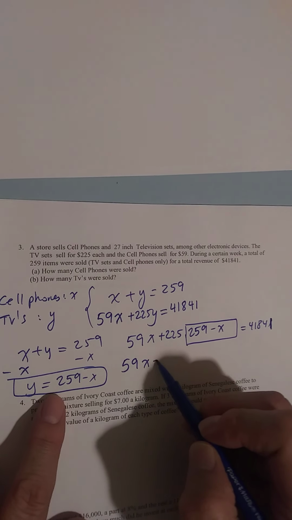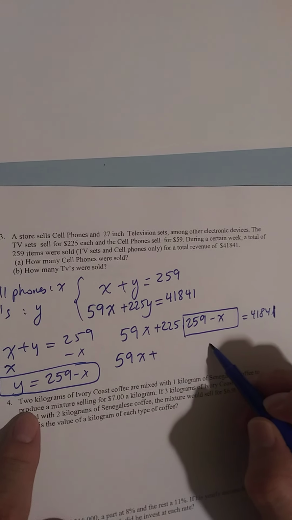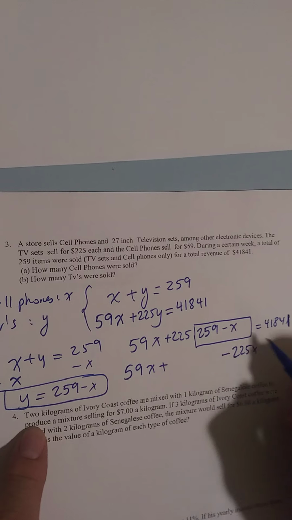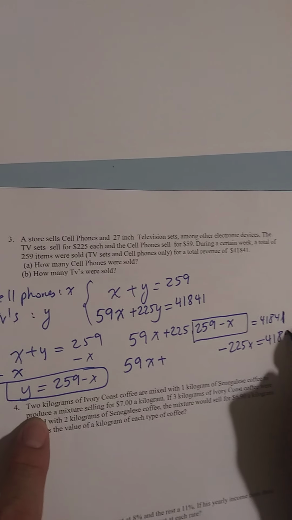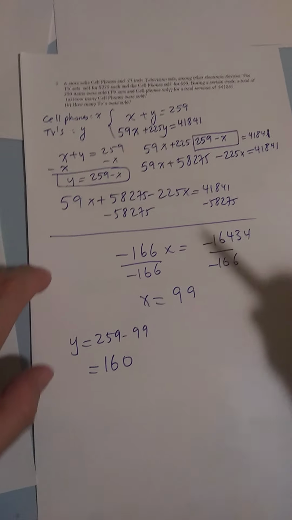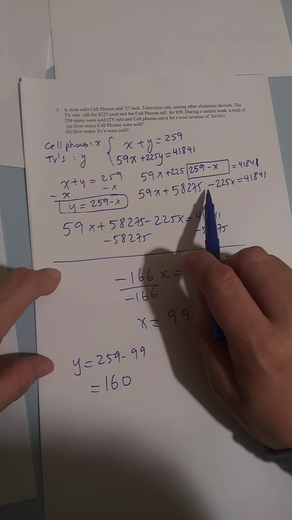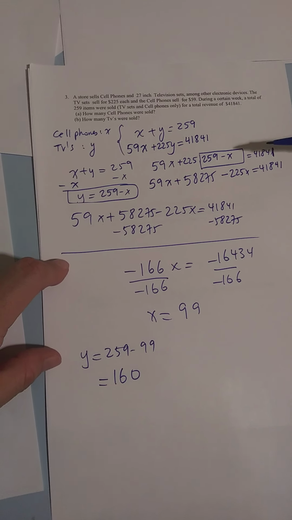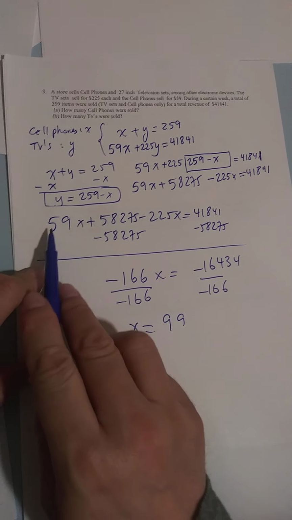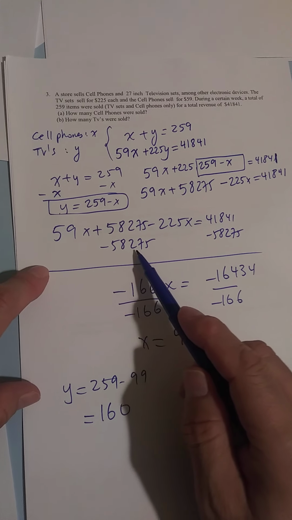So 59X plus 225 times 259, I'm going to calculate it, minus 225 times X equals 41,841. So we have a single equation in X. 225 times 259 was 58,275. So we fill this in. We're going to subtract 58,275 from both sides. I rewrote the equation here: 59X plus the rest of it minus 58,275 on both sides.